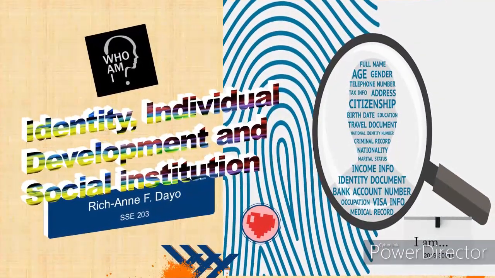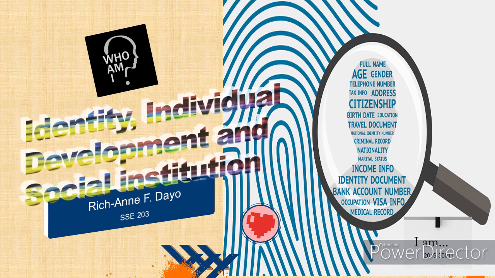Imagine you're in the midst of thousands of people. How can you say you're different to them? Suppose that you're a grown-up adult. How can you demonstrate it? Can you enumerate the people or the factors that help you to be who you are today? These are our topic for today's study guide: identity, individual development, and social institution.